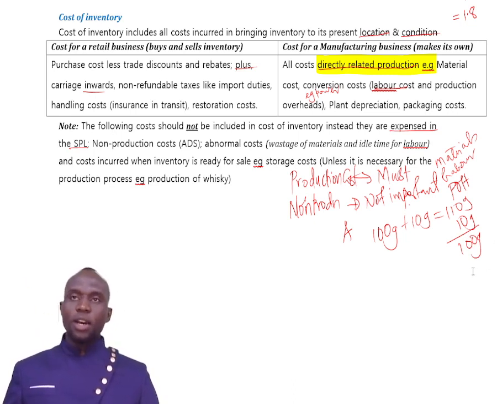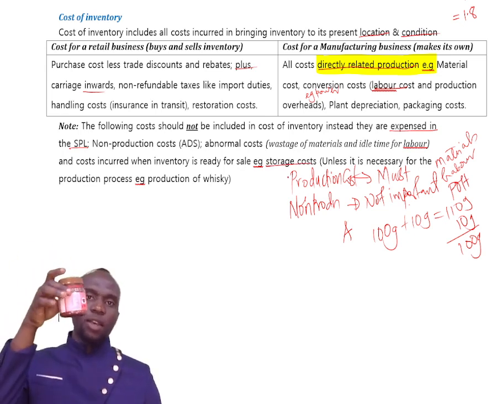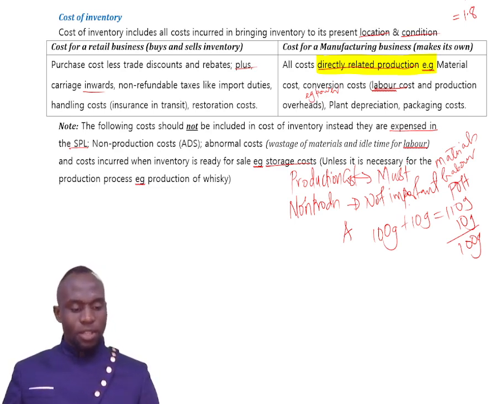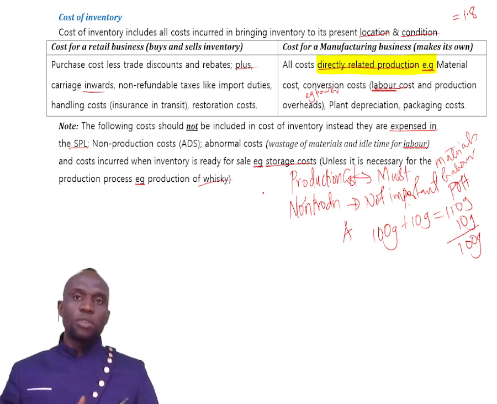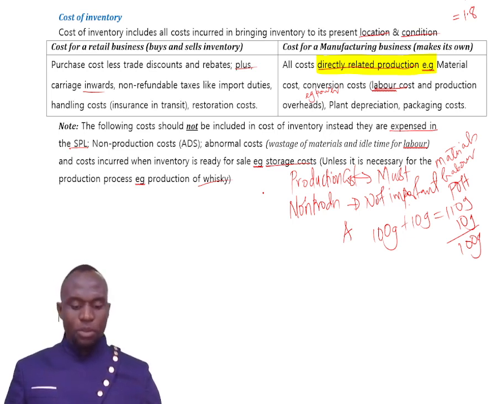And finally, costs incurred when inventory is ready to be sold. For example, storage costs. You see, after producing, we need to store these before they can be distributed to the sellers. But take note of this, storage cost can only be included if it is part of the production process. For example, in production of whiskey, it has to mature. So after producing it, we might have to keep it for some days. Then it matures before we can sell it over to our customers. So that cost will also be included as part of the cost.